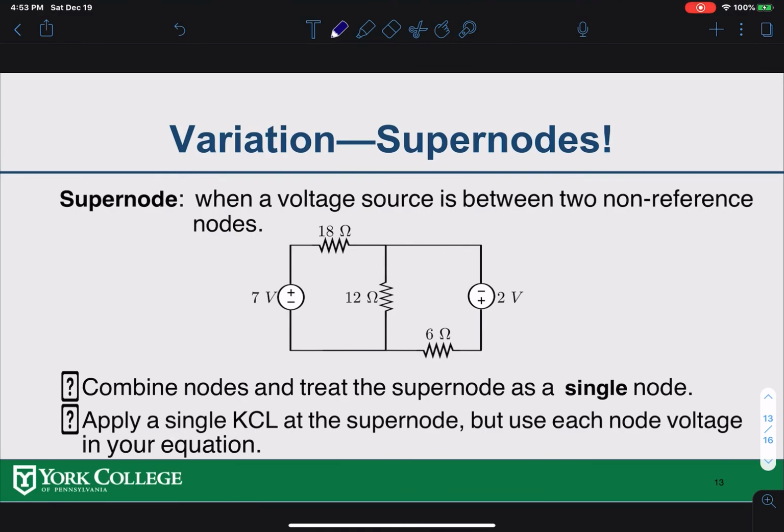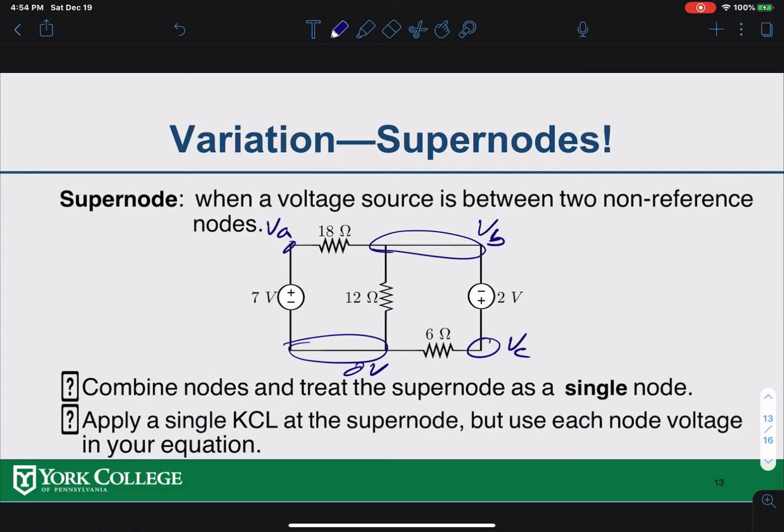We're going to talk about the supernodes a little bit here. What are the supernodes? If you have a voltage source between two nodes, it is called a supernode. How to deal with this? So over here, let's say this is your VA, this is your VB, and this is your VC, and this is your reference, which is 0 volts, right? So how do you deal with the supernodes here?